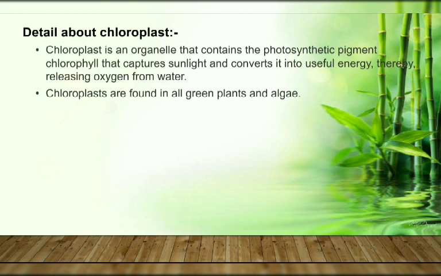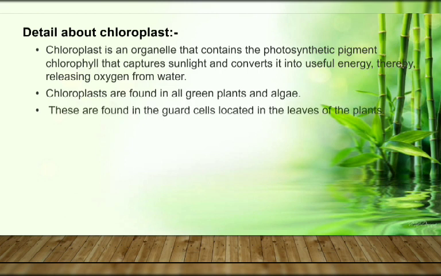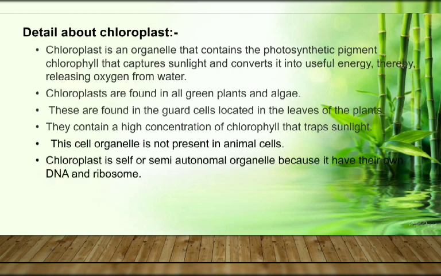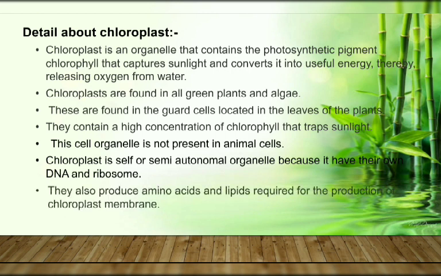You see that it is present in green plants and algae, located in the leaf. Chlorophyll is not present in the animal cell. It is also a self or semi-autonomous organelle because it contains its own DNA and ribosomes. Ribosome is of 70S type, not 80S type. It is commonly called the kitchen of the cell. This is the most important point.